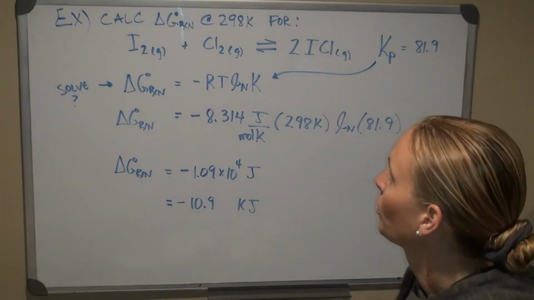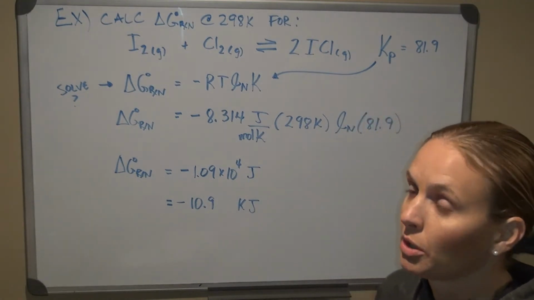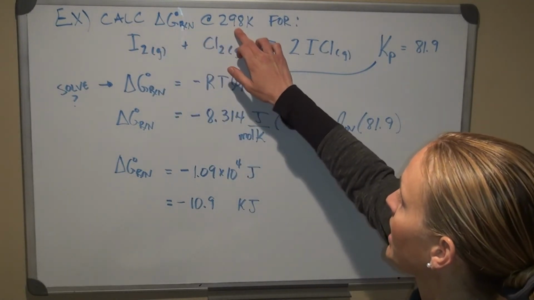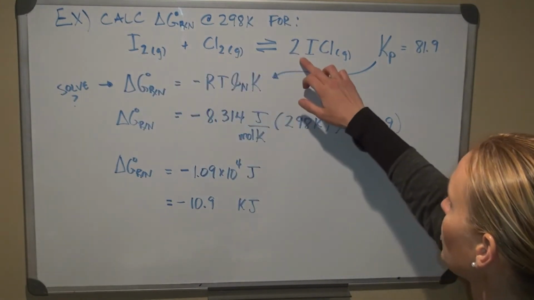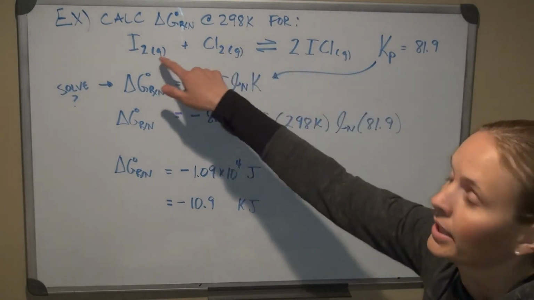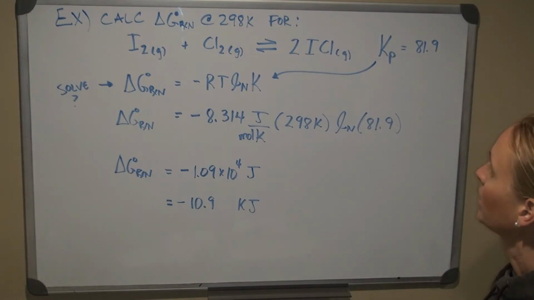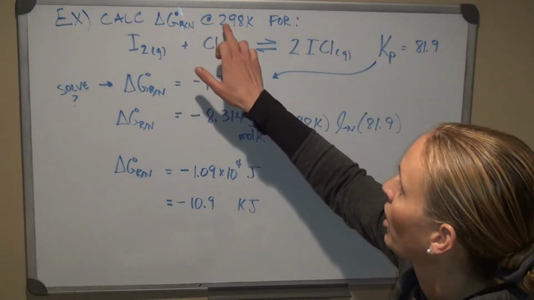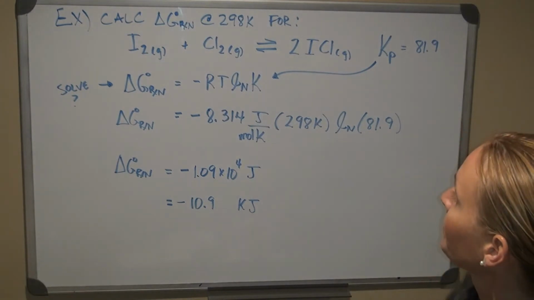Okay, in this example here, we're going to calculate delta G naught of the reaction whenever we are given the equilibrium constant K value. Okay, so we're going to calculate delta G naught of reaction at 298 K. All right, and we have I2 gas plus Cl2 gas gives us 2 ICl gas, and the Kp, since we're all gases here, this is from pressure, is 81.9. Okay, all right, so since we are given the K, and we are at standard conditions, so we have delta G naught, everything matches up okay.